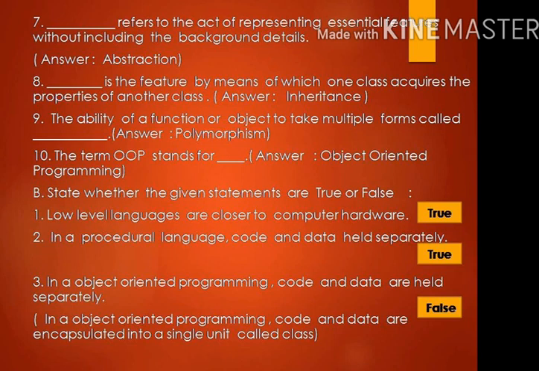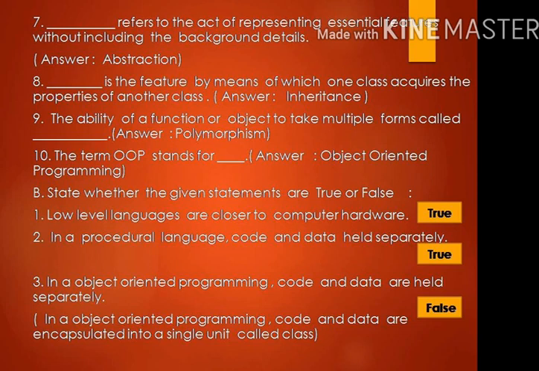Answer: inheritance. Number 9. The ability of a function or object to take multiple forms is called dash polymorphism. Number 10. The term OOP stands for dash. Answer: object oriented programming. Number B. State whether the given statements are true or false. Number 1. Low level languages are closer to computer hardware.